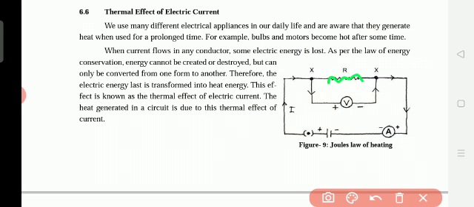So this is called a resistor and this is the wire and this symbol is the switch key and this one is the battery and the next this is the ammeter.